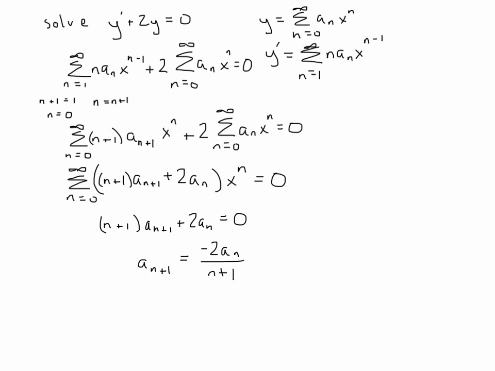Okay, so I'm going to need to remember this because I'm going to switch slides here, and we're going to need this. It's called the recurrence relation. a sub n plus 1 was equal to negative 2 a sub n all over n plus 1. Okay, that's where we left off.